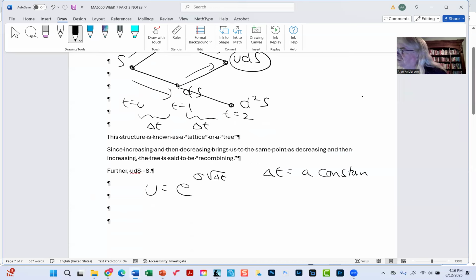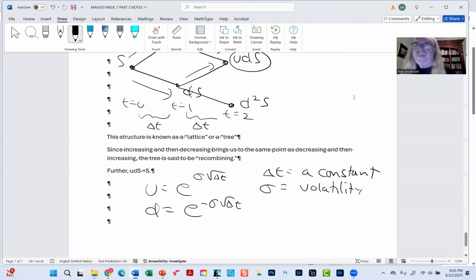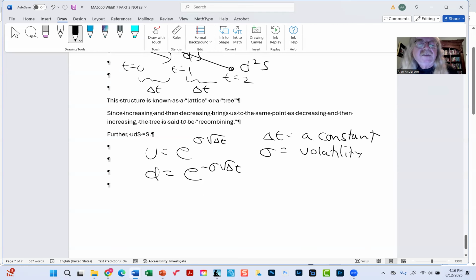And it doesn't have to work this way. There are more advanced models where this isn't necessarily true. Of course, this involves the volatility, and that implies this must be the case. All right. So that's the U, that's the D.